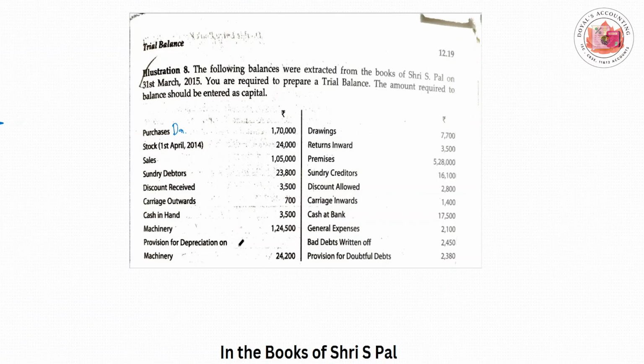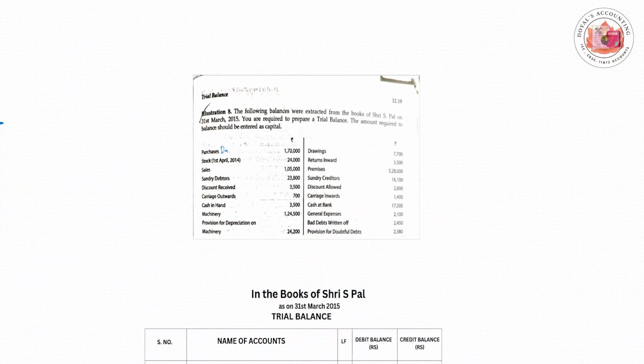For now, you just keep in mind provisions always have credit balance. Drawings, debit balance. Returns inward is basically sales return. So sales return has debit balance. Now premises, this is an asset, so debit balance. Sundry creditors, credit balance. Okay, let's start writing all of this in our trial balance.